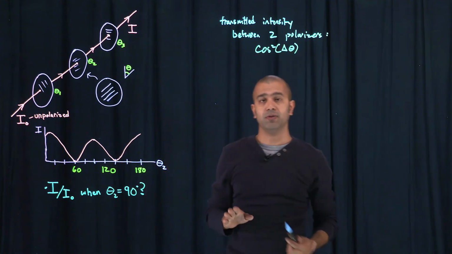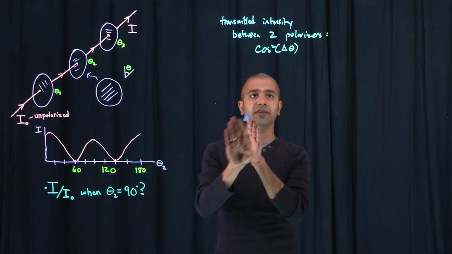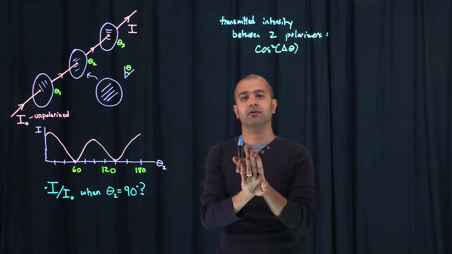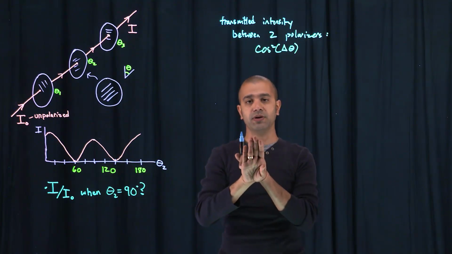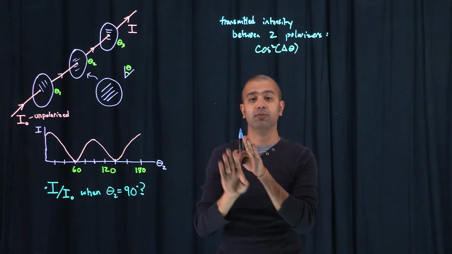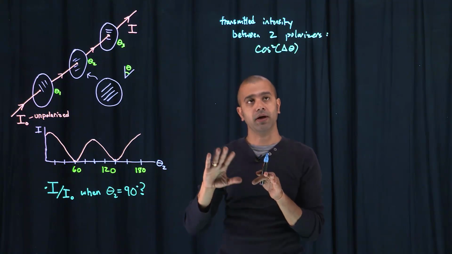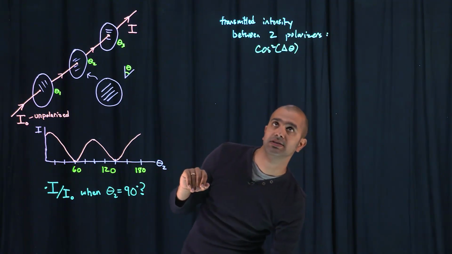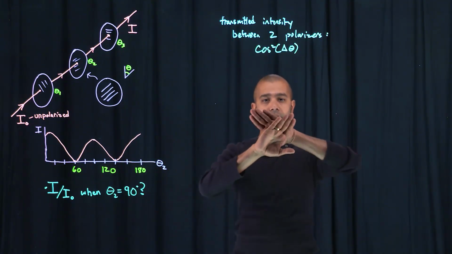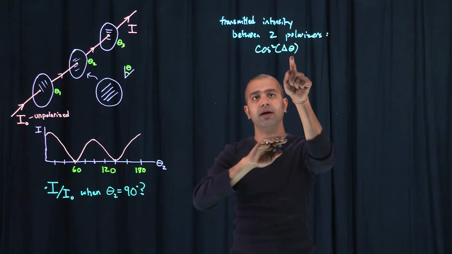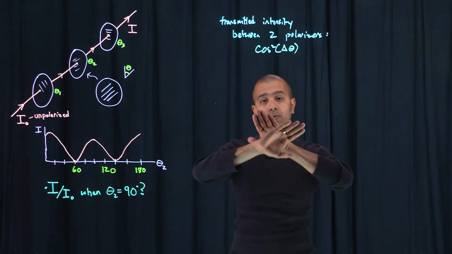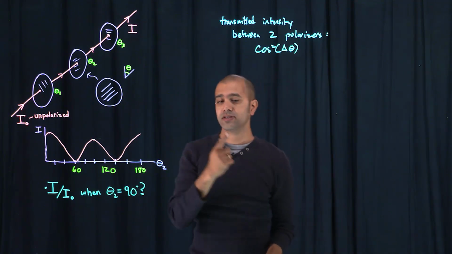So for example, if the polarizers are lined up, then delta theta is 0 because their difference is 0. The cosine of 0 is 1. That means that all the initial intensity will be transmitted through. On the other hand, when delta theta is 90 degrees, so they're at right angles to one another, in that case, you're going to have cosine of 90, which is 0. So none of the light will go through in that case. That's the information we're going to use.